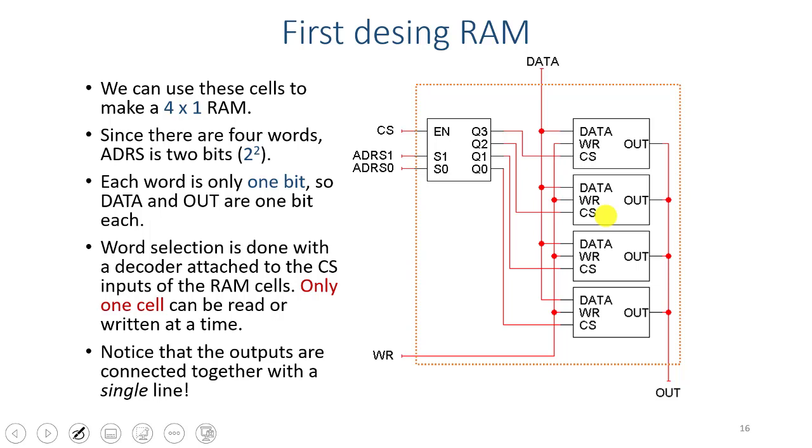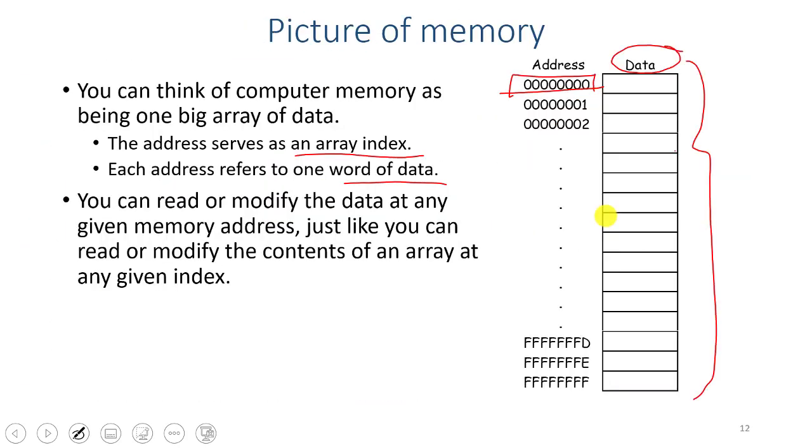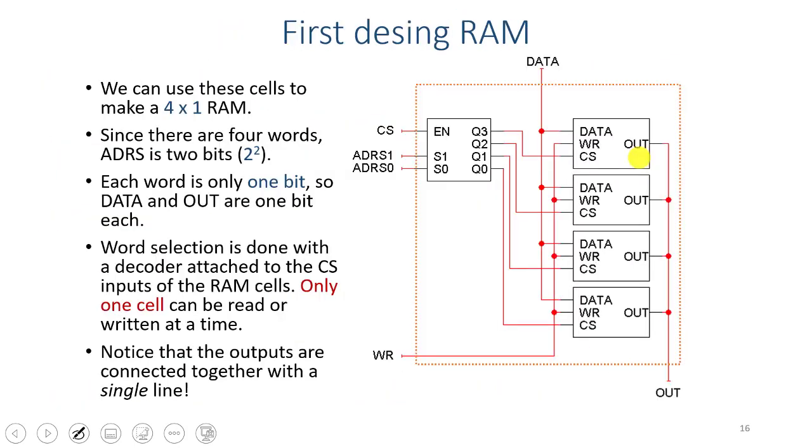Next step is how to design a RAM. Now, we can use these cells to make a 4x1 RAM. 4x1 means what? It means I have 4 memory locations. Coming back here, these are 4 memory locations, and each memory location can hold 1 bit only. So this is my bit holding module. This is a decoder. Anyone remembers what a decoder is? What does a decoder do?